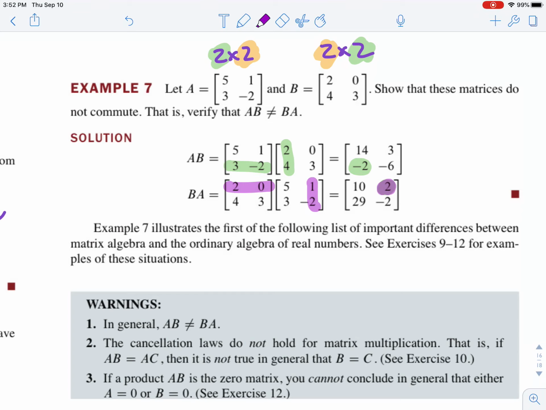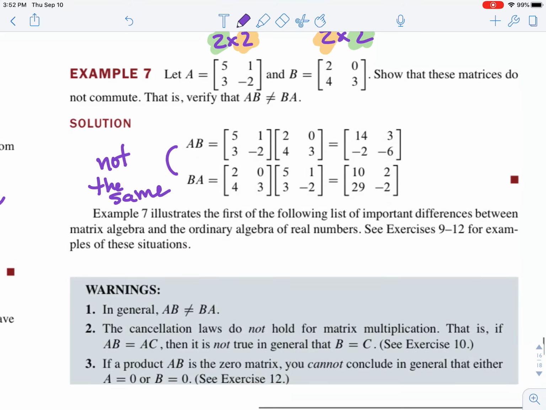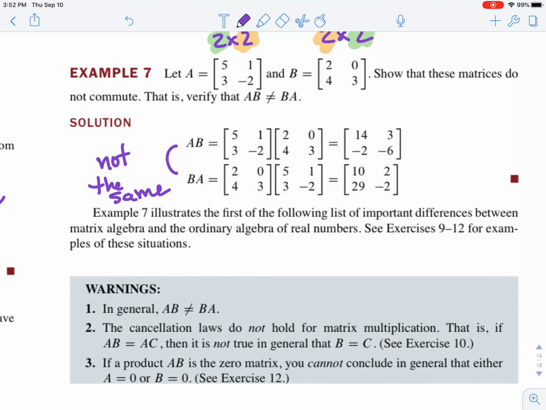Okay? And so if we check all these things, we get these matrices on the right, and we see that AB and BA are not the same. So just like that button that added $5 and that other button that doubled our money, those don't commute. Right? They're not the same. And so we've got these warnings down here. It says, in general, AB is not the same as BA. That's really, really, really important.